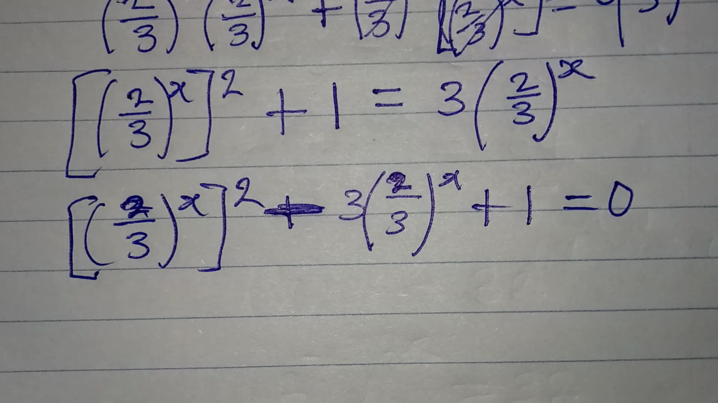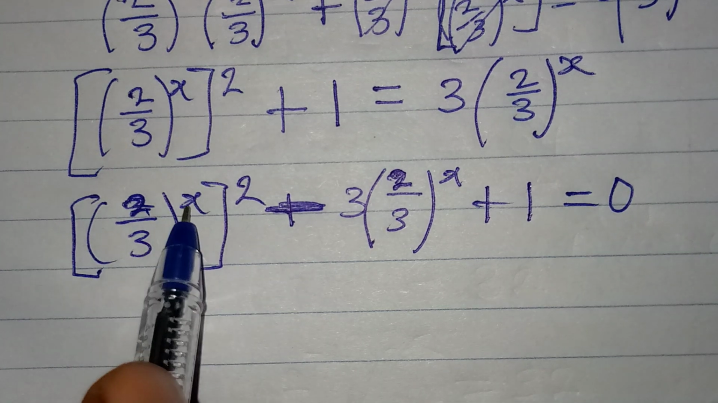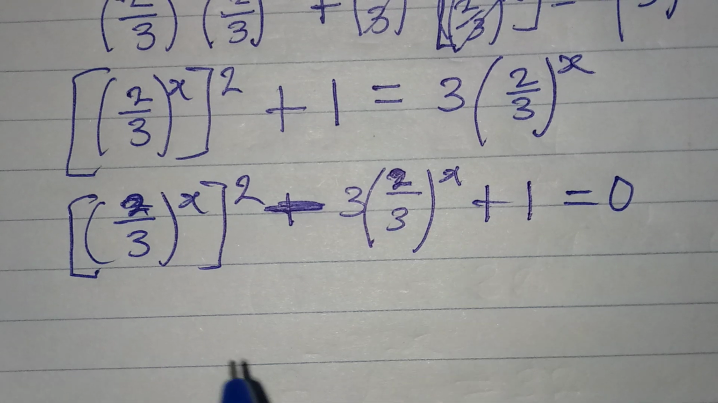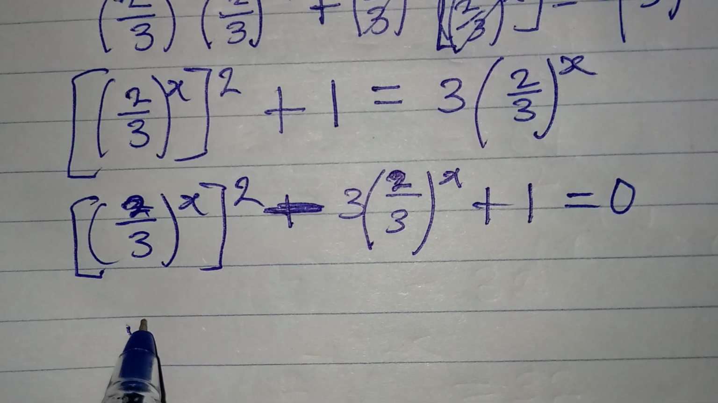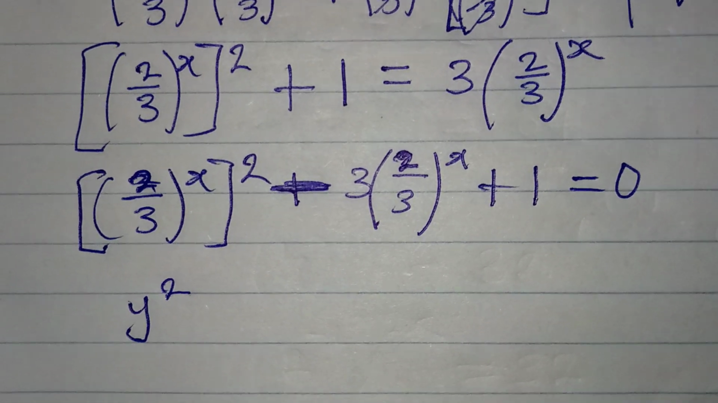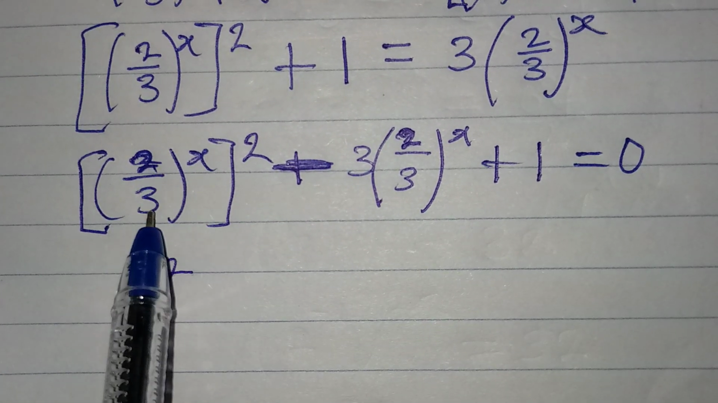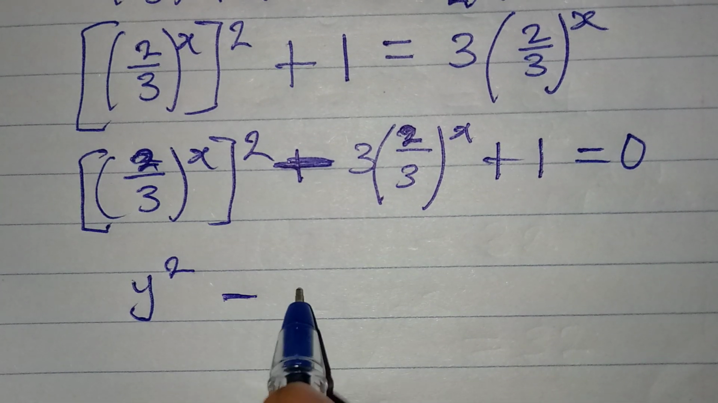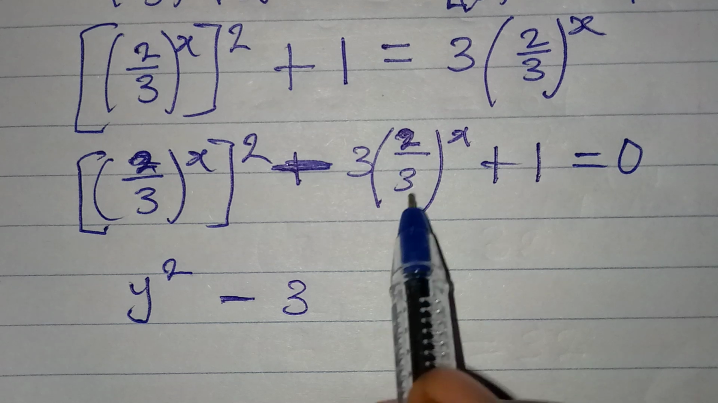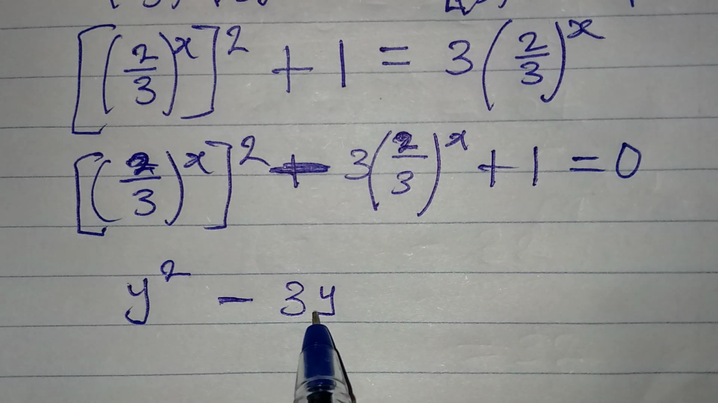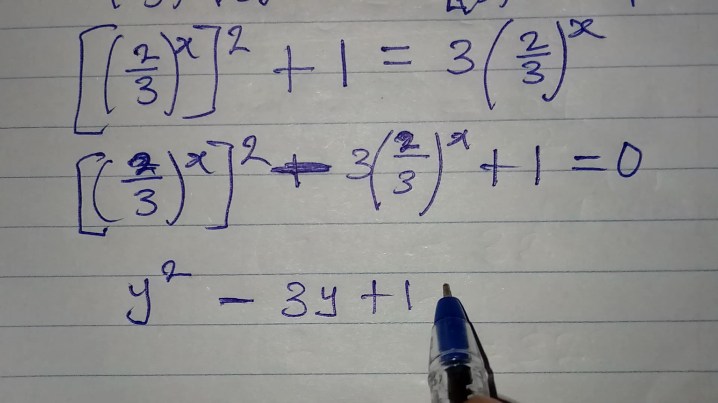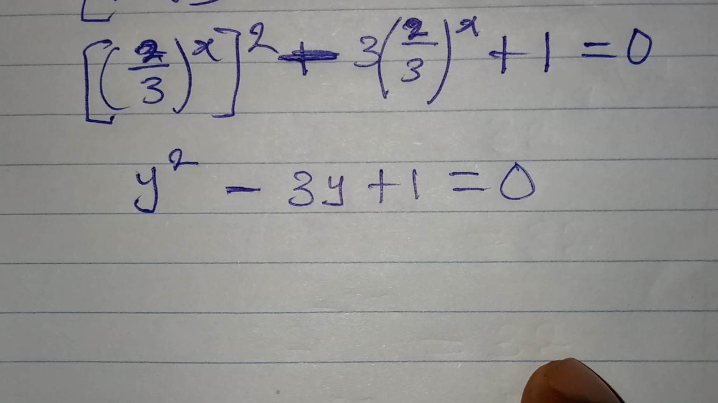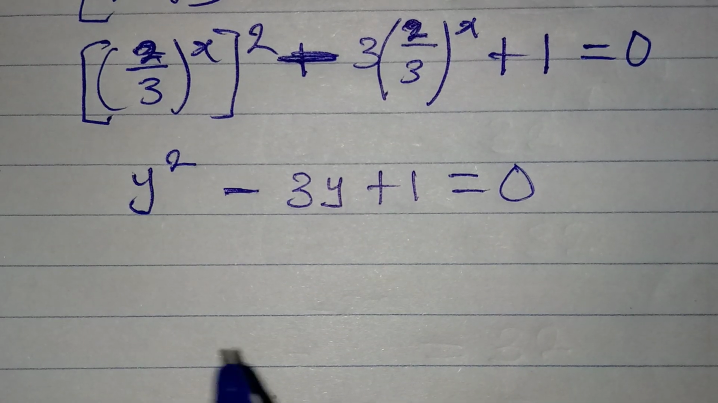Now the next thing is, let us replace (2/3)^x with a letter, since we have it here and over there, right? So here now we're going to have y squared, because y now is for (2/3)^x. Remember, this is negative, so the negative comes. We have 3y, then plus 1 equal to 0. Now we have a quadratic equation and we can solve this.